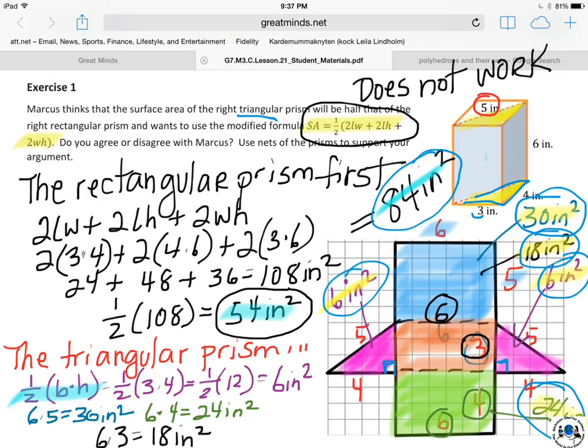So this triangular prism that was created by cutting that rectangular prism in half is actually 30 square inches greater than this improvised formula, this shortcut that Marcus was proposing. So yes, it does not work as a shortcut. And again, the reason is we're talking about different shapes now. We're talking about triangles and rectangles in the same three-dimensional shape.